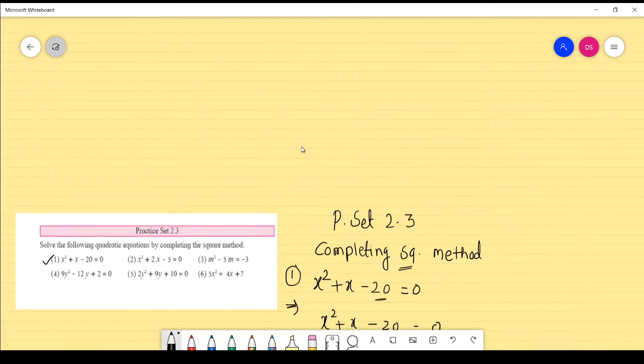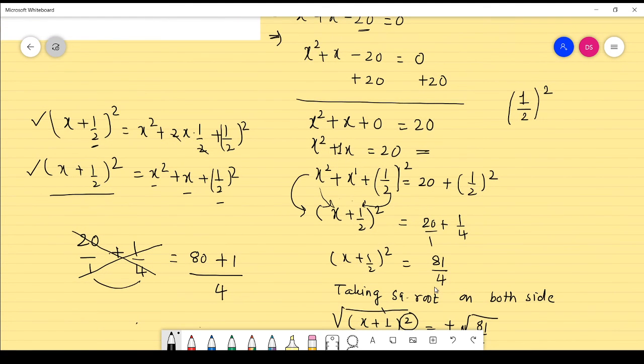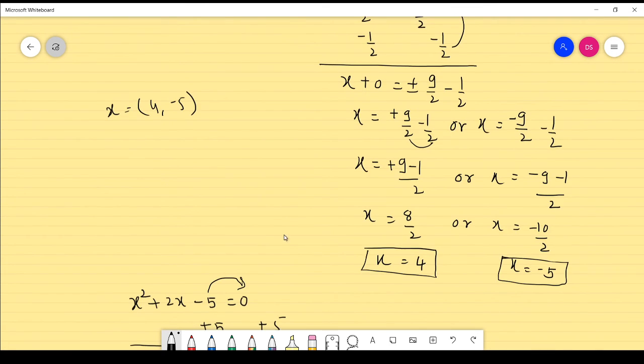Just hold on a second. Okay, in every problem the coefficient of x square, here it is 1, coefficient of x square again here it is 1, coefficient of m square here it is again 1. But right now in problem number 4, the coefficient of y square, the square term, is not 1. So what is our criteria to solve this problem? First of all, make that coefficient 1 every time. That is the main thing.